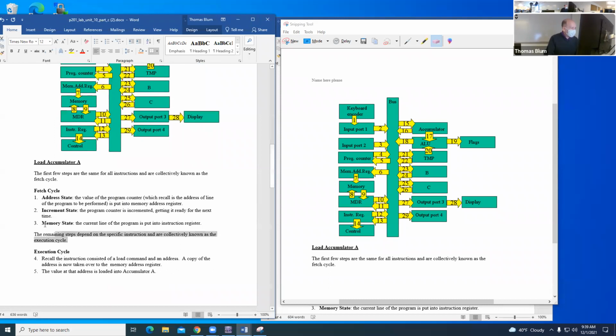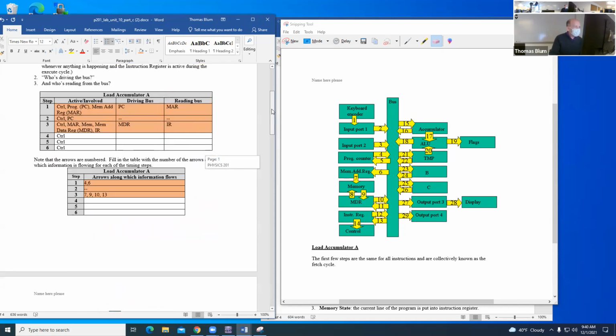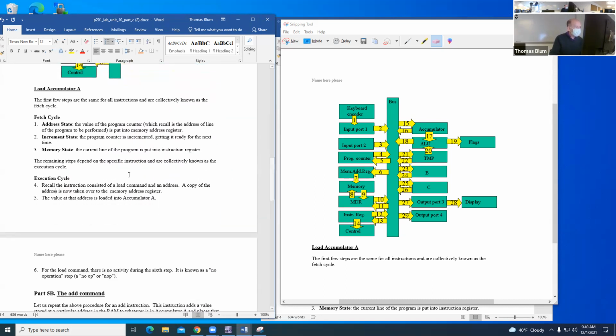In fact, this is the last time you'll see me describe these first 3 steps, because if I give it to you in lab 11, which I do, then I won't give you the fetch cycle steps because they're always the same, so why repeat myself? And I'll just jump right into the execution. Okay, so that's as far as I was the other day. Now let's read what the execution cycle is.